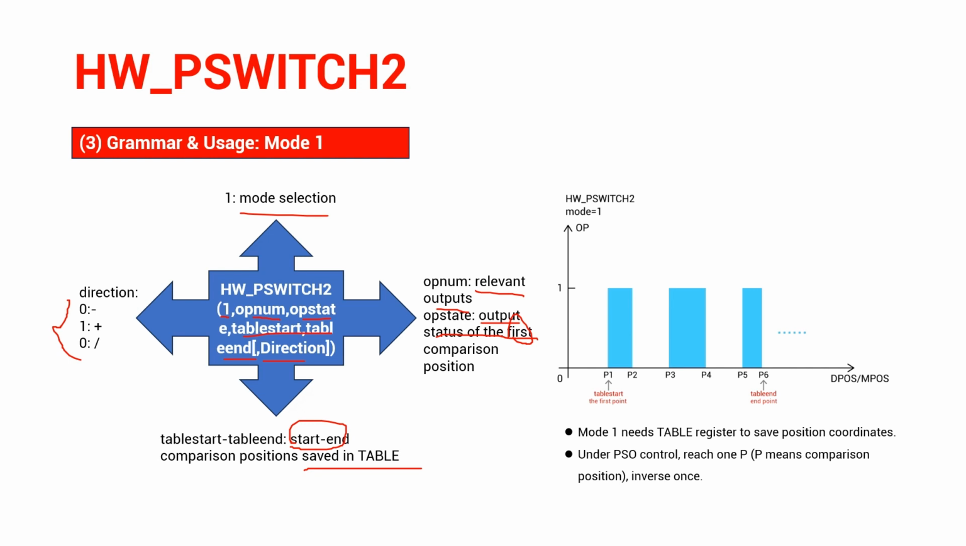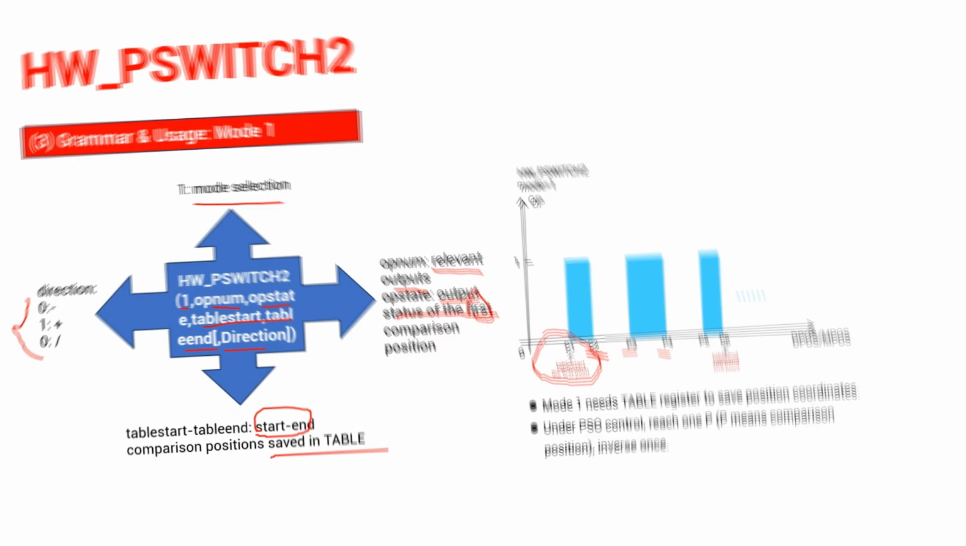Actually, it executes the table flip once when arrived at 1 point. For example, it reached point 1. It will open because of set on status. When in point 2, it flips to off. Point 3 on, point 4 off. When all points are compared, OP won't act. Here means when there is MPOS, it compares with MPOS, or compare DPOS.